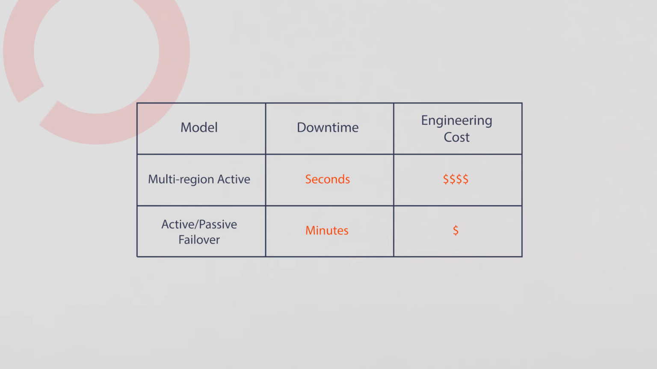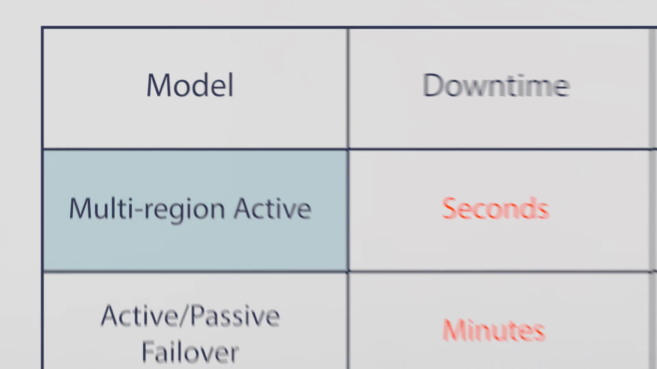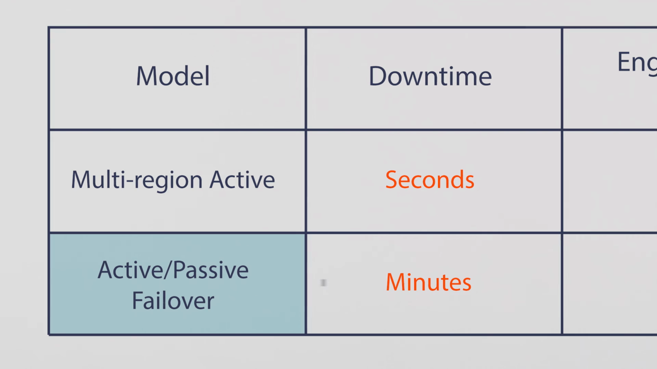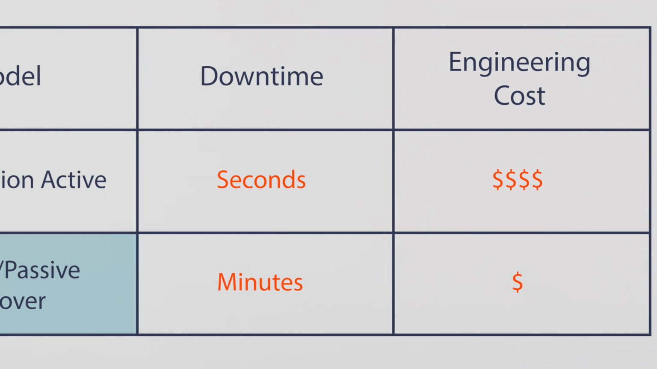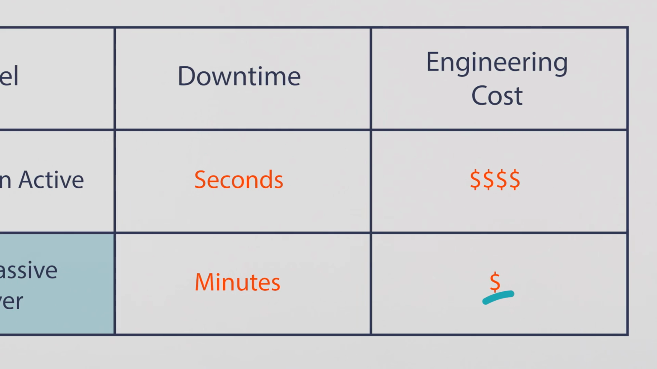So which model is right for your multi-region redundancy? Well, like most things, it comes down to the trade-offs. If you've got the time and resources to step up to multi-region active, it'll deliver the best service levels for your application. But if you can stomach tens of minutes of downtime on the rare occasion that your primary region goes down, the active-passive model can be added to any workload with a small time investment.